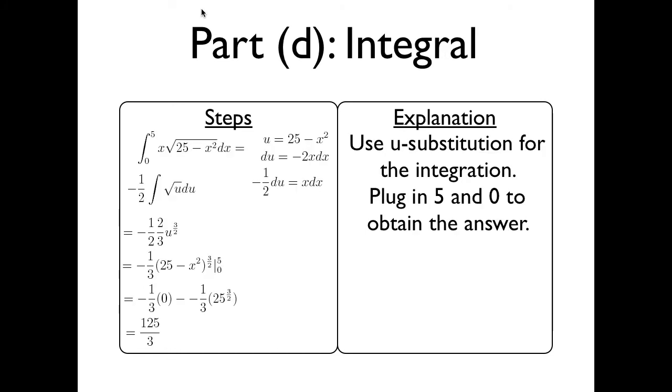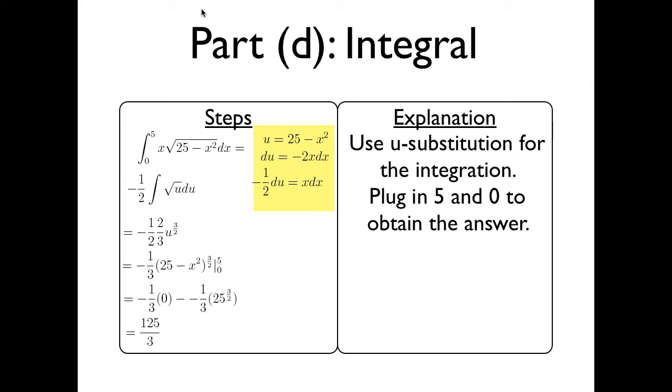Part D looks at an integral. We're just asked to find the value of this definite integral. This is a u substitution problem, and they're really testing if you know how to do u substitution. Part D is worth 3 points. I've shown you what u should be equal to on the right side of the equation. You want to make u 25 minus x squared because the derivative of that, du, is -2x dx.